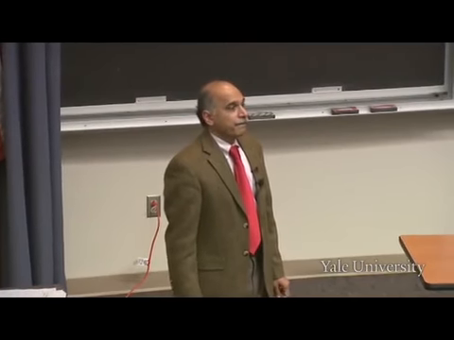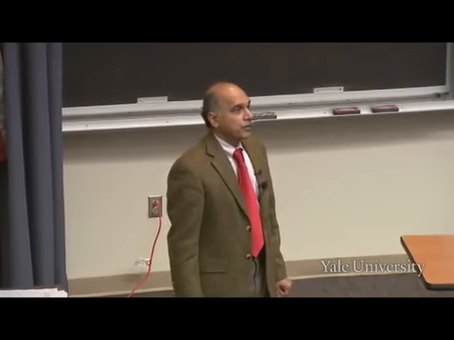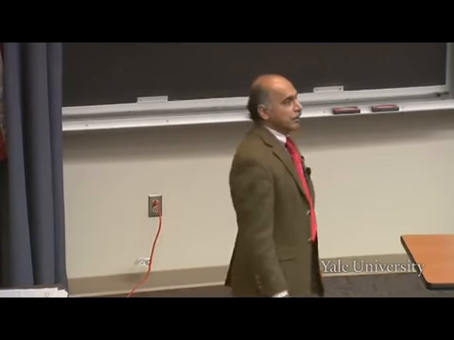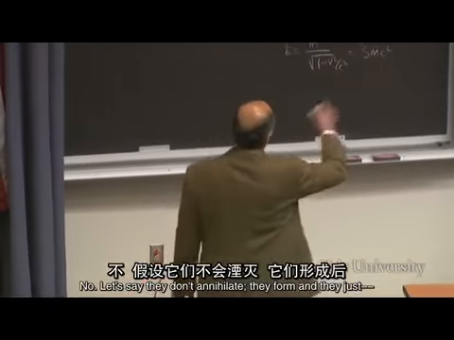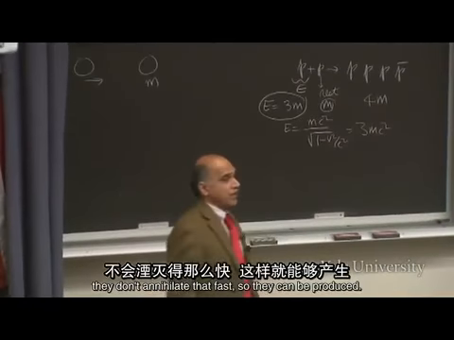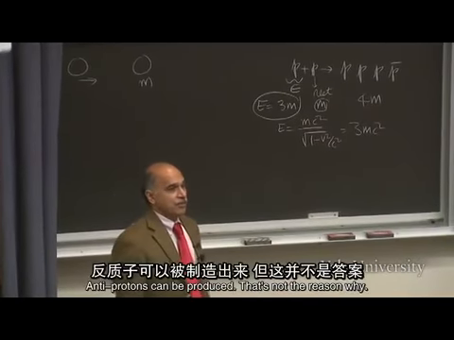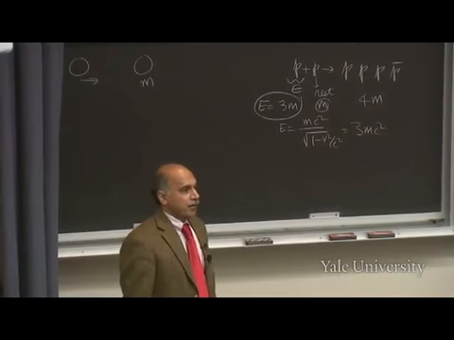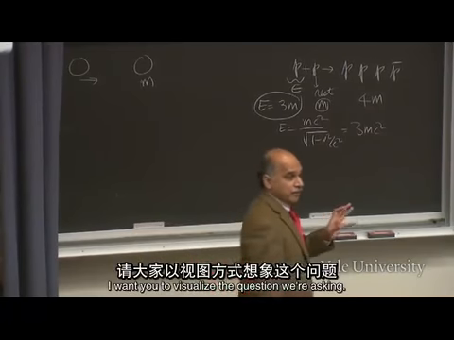Yep? So in this case, the proton and the antiproton will annihilate, so they move in separate directions. No, let's say they don't annihilate. They form and they don't annihilate that fast, so they can be produced. Antiprotons can. That's not the reason why. I want you to visualize the question we are asking.